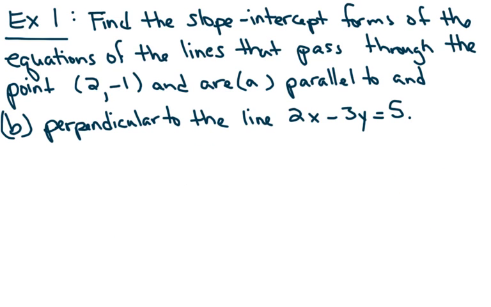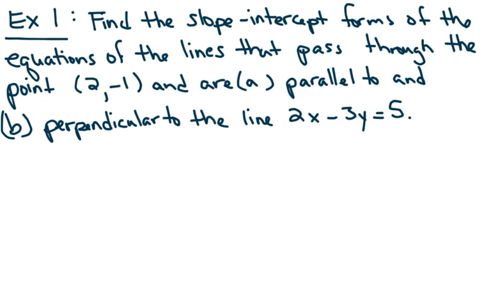One of the things we learned to do in algebra and geometry and algebra 2 was to write an equation of a line if we know a line and we want to find the equation that's either parallel or perpendicular to it. But you need to know a point on the line. So we want to find the slope-intercept form of the equation of the line that passes through the point 2, negative 1 and is parallel to 2x minus 3y equals 5, and is also perpendicular to that line.